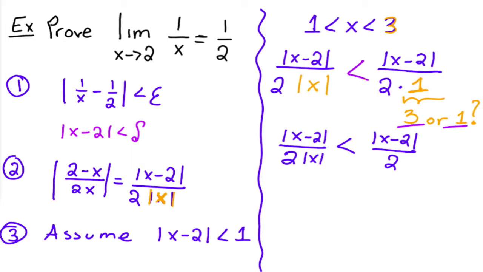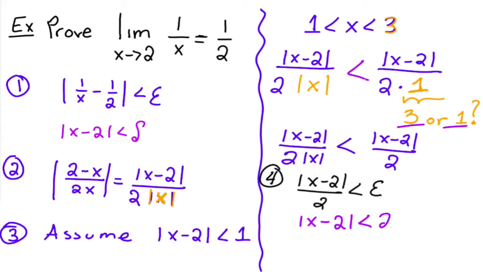Okay, now step 4. Once you have that, remember you solve for |x - 2|. So we get |x - 2| over 2 is less than epsilon, and we use that to solve for |x - 2|. So |x - 2| needs to be less than 2 times epsilon. Once we do that, then we can choose delta to equal 2 times epsilon.